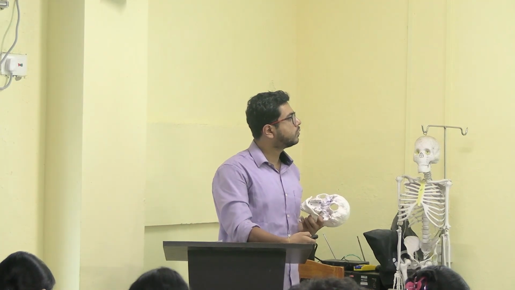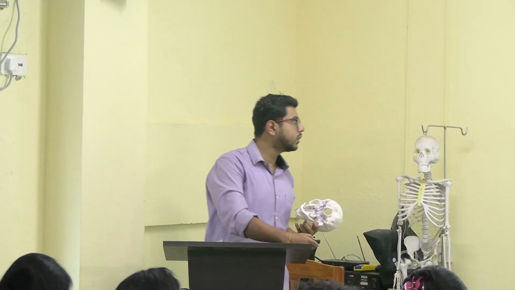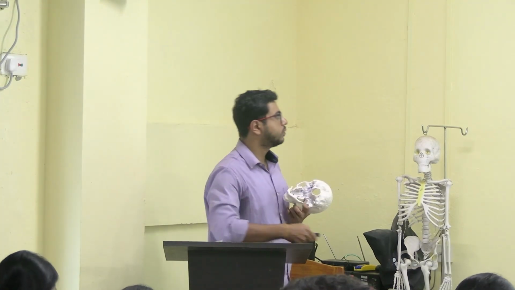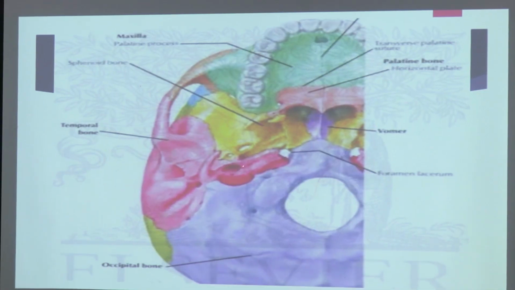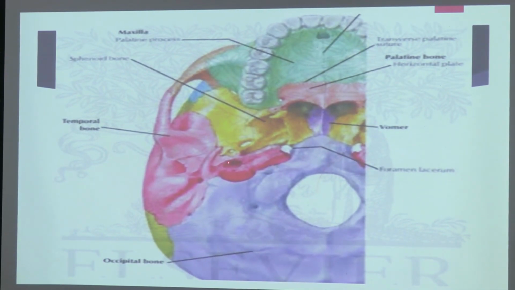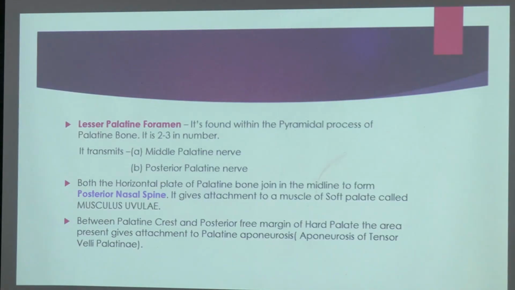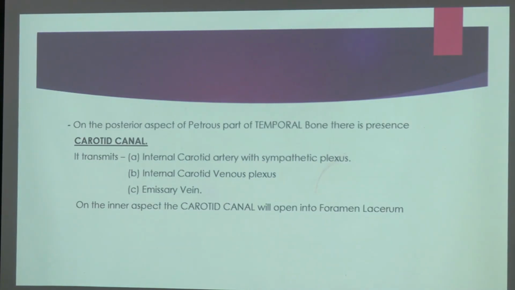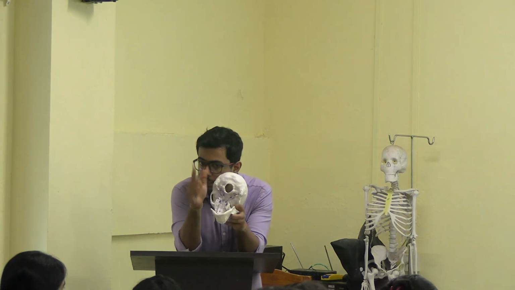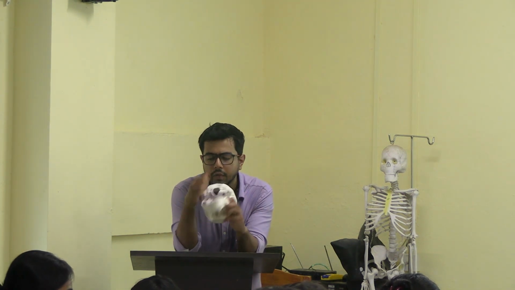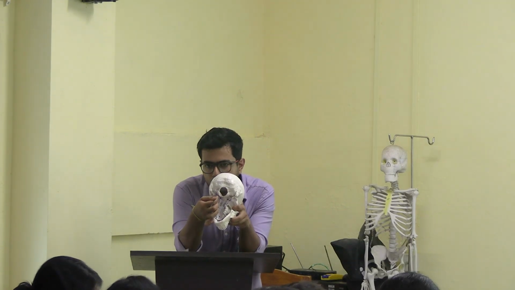And the last one. See this one. This is the petrous part. On its anterior aspect is the Foramen Lacerum. On its posterior aspect, on the petrous part only, there is this foramen, that is called the carotid canal.